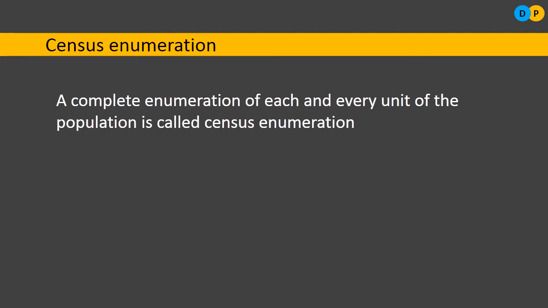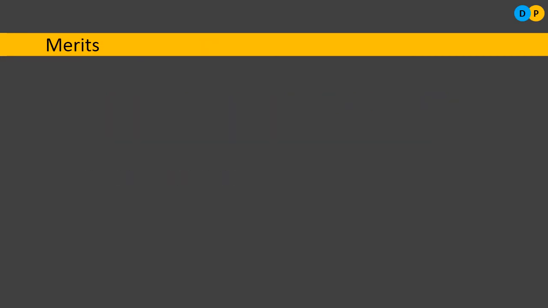So what is census enumeration? A complete enumeration, that is, complete collection of data of each and every unit of a population, is called census enumeration. The best example that can be given for census enumeration is the population census that is conducted by the government of India. Now, let us look at the different merits of census enumeration.